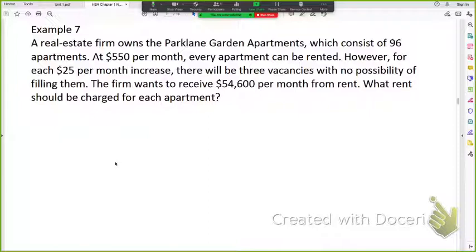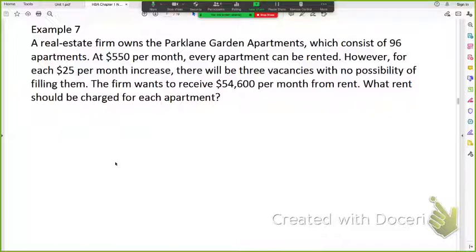When you read this, you think, what's happened? It's really just if the rate goes up, less people are willing to rent with them. So a couple apartments will remain empty. They want to receive $54,600 per month from rent. What rent should they charge? This is something that businesses actually work through and say, if I charge this much, I might get half of them filled. If I charge a little bit less, I'll get all of them. Therefore, I make more money overall. It's actually kind of an important thing to be able to do: evaluate the realisticness of your cost.